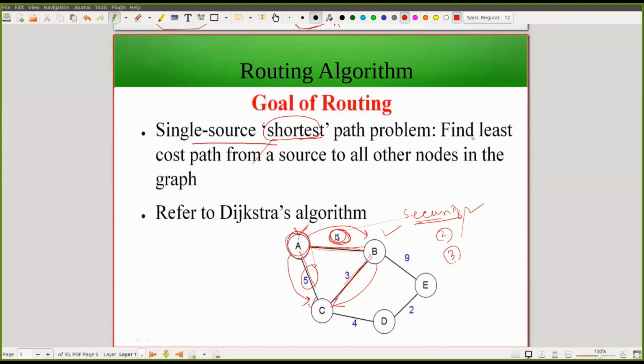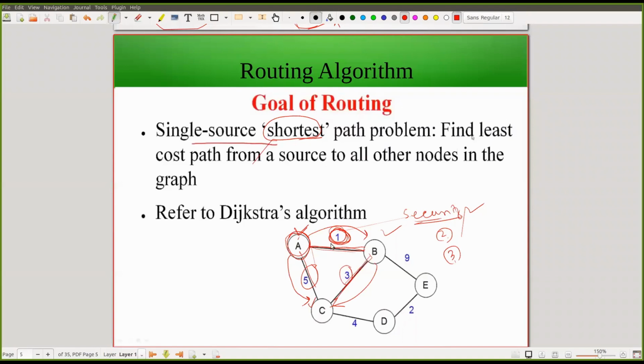Let's say the cost of going from A to C is initially 4. This is the least cost based on the metric. You have given a value 1 here, a value 3 here. So now going from A to C is 4 at this moment. So you go by this least cost.